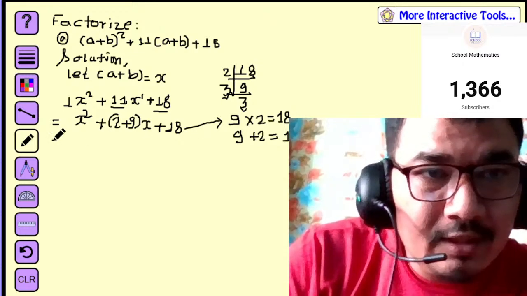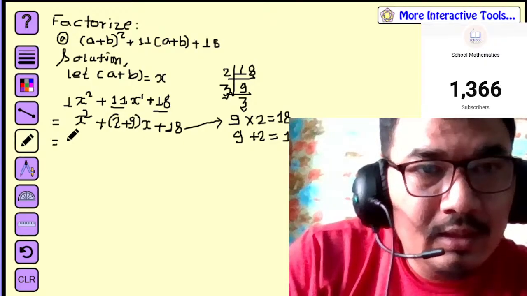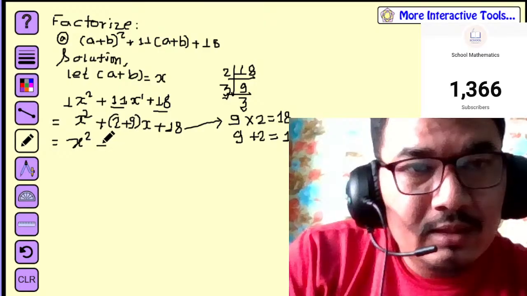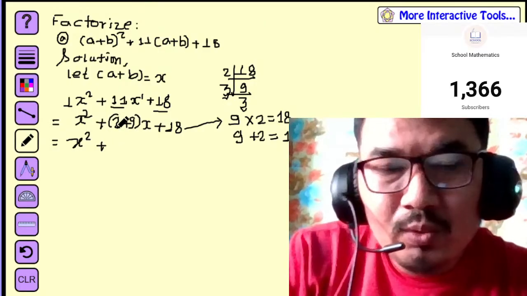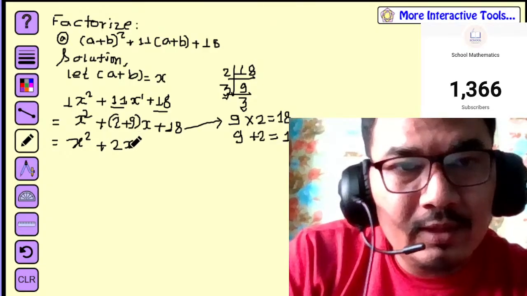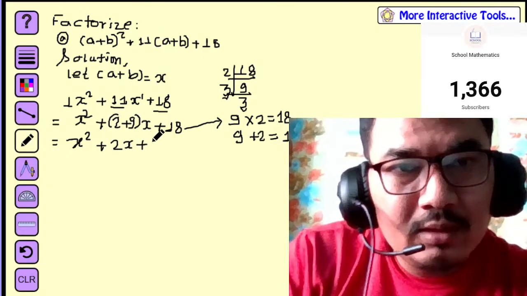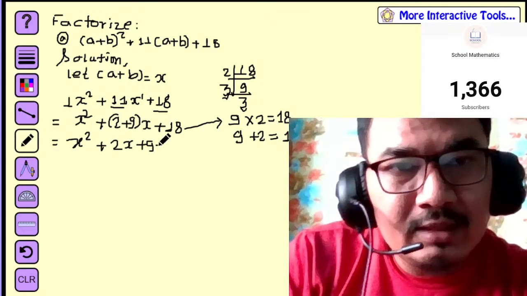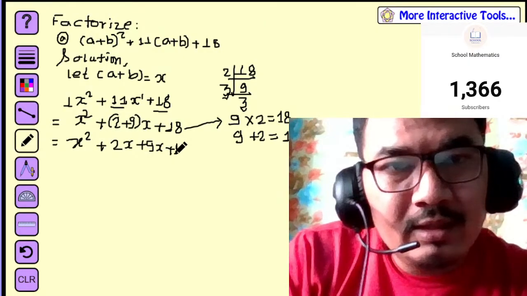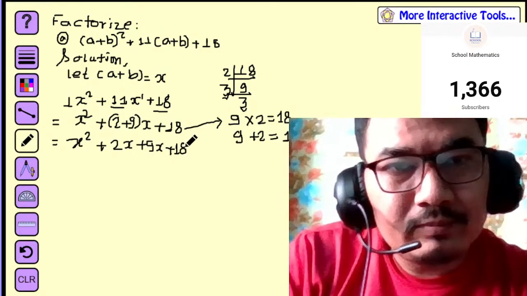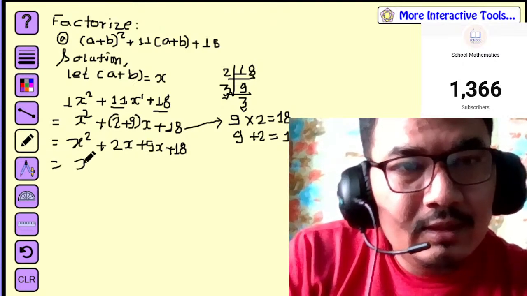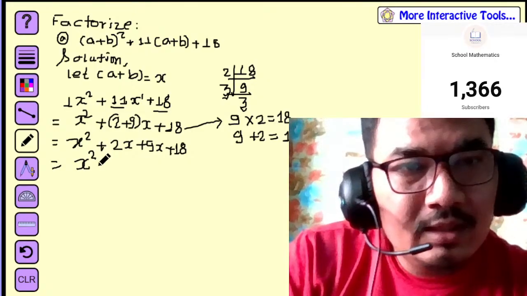Now we have to write here, see, write this x square same, right? And now let's remove this bracket: 2 into x, so it will be 2x here, and here x only. And then plus 9 into x, there is 9x, and then here is 18. And after that, see here, this is x square.